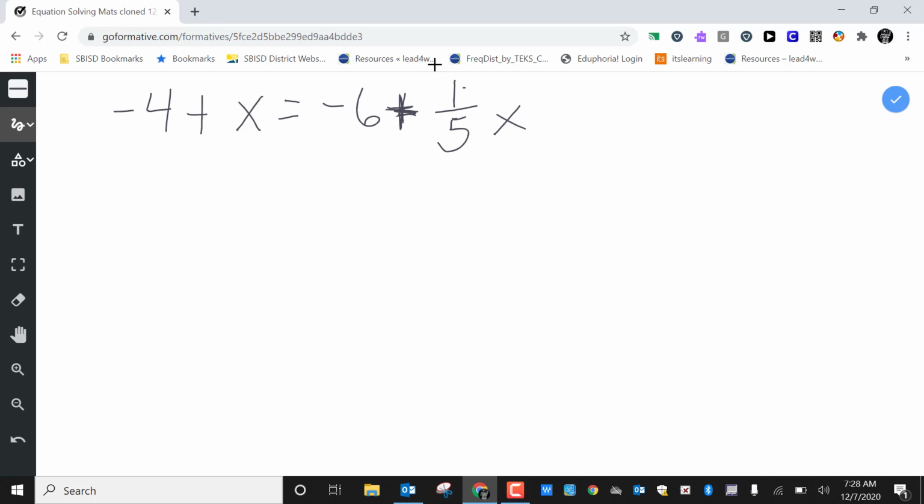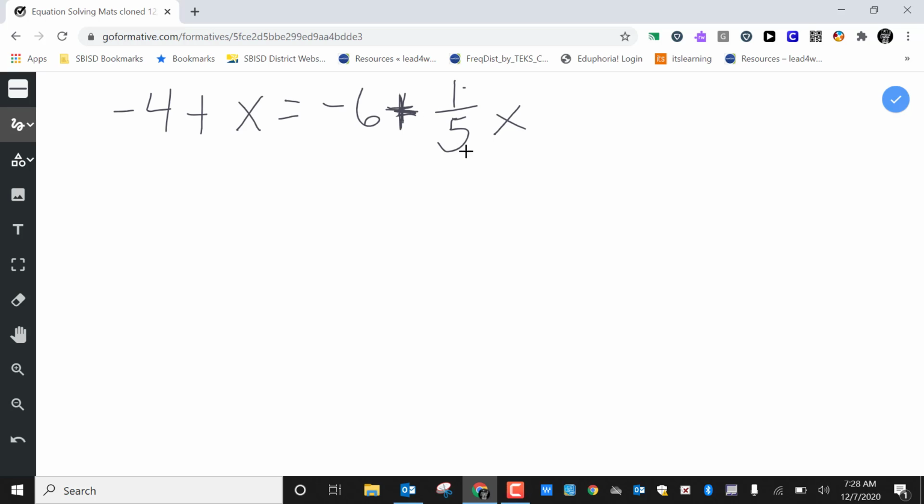Okay, so the first thing is we want to move our variables all to the same side of the equal sign. Once again, I always like to start with the variable that is less. Now, 1/5, so this is a fraction, so that looks a little bit different than what we're used to. Just a reminder, this means 1 divided by 5.